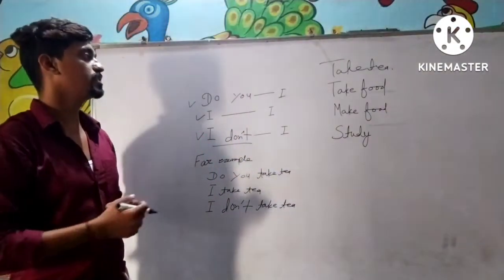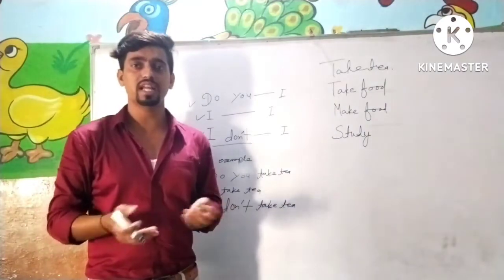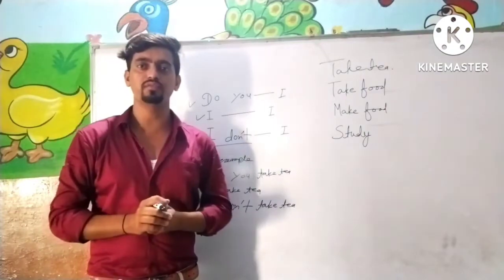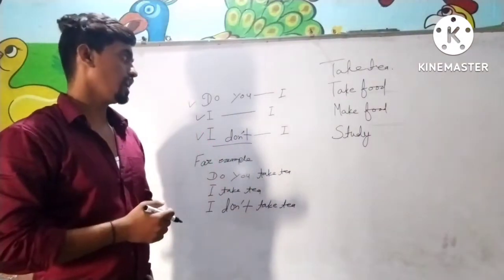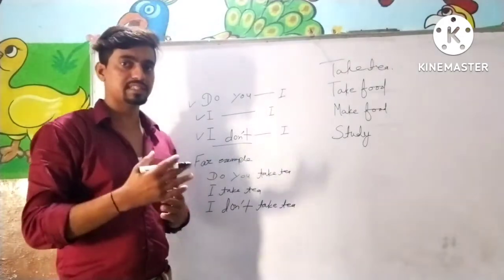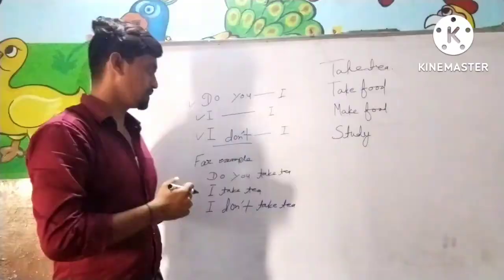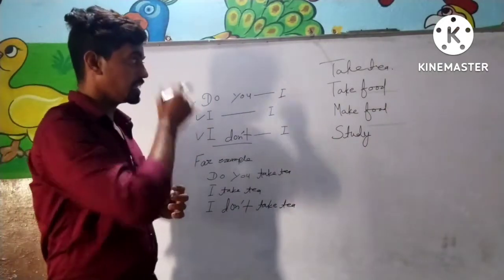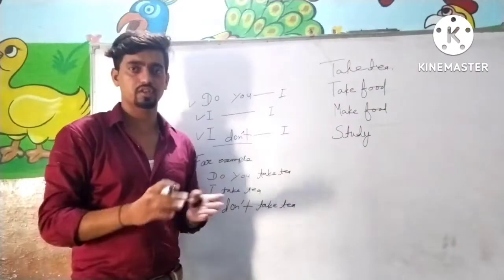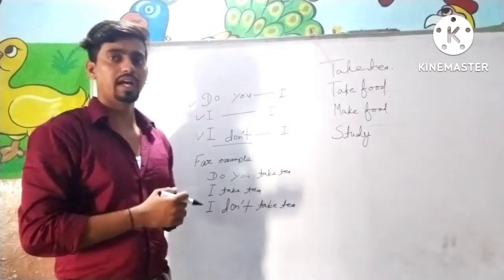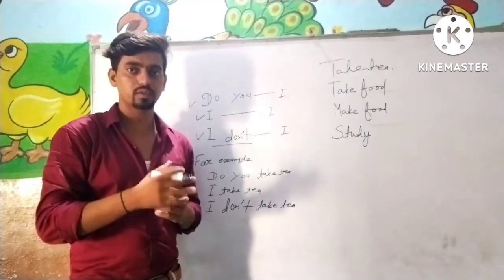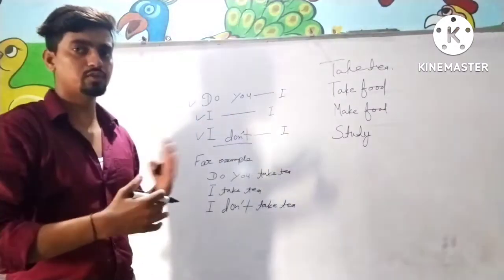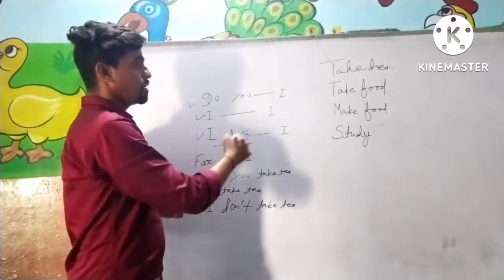And the next action is take food. We will use it like that: do you take food? And if we want to answer, then we will say, I take food. And if we want to refuse, then we will say, I don't take food. The next action is make food. Do you make food? If we want to answer, then we will say, I made food. And if you want to refuse, then you will say, I don't make food.